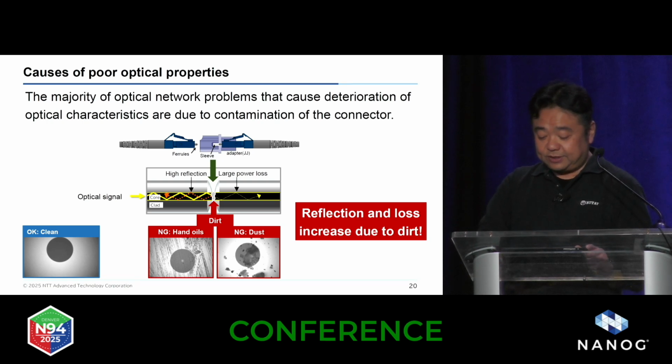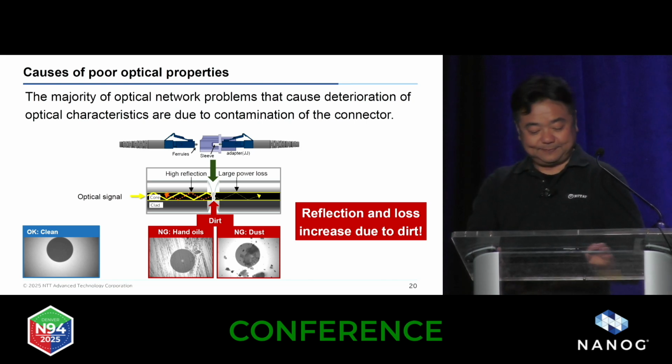Since this is a physical contact, it is easy to imagine what would happen if dirt or some kind of contamination exists. As you can imagine, contamination will affect its optical characteristics. We think lots of the problems in optical networks are caused by the contamination of the end face.